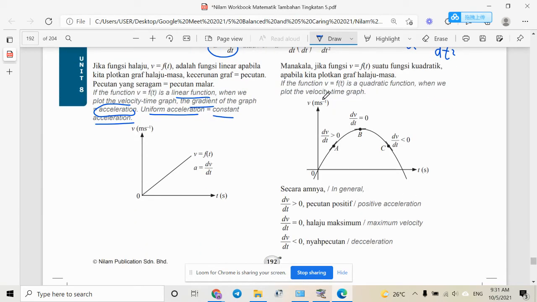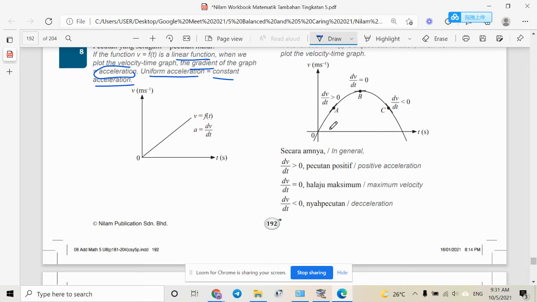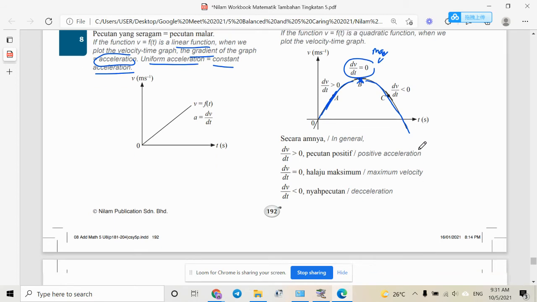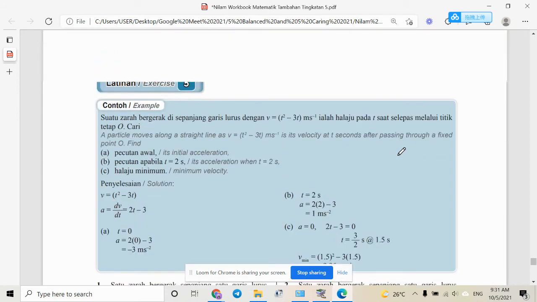If the function v is a quadratic function like this, when we plot the velocity-time graph, we can say if dv/dt is greater than 0, this is positive acceleration, meaning the velocity is increasing. And at this part, dv/dt equals 0, meaning we have the maximum velocity here. Then going down here, dv/dt is less than 0, meaning this is deceleration, meaning the velocity is decreasing. So now look at the next page.